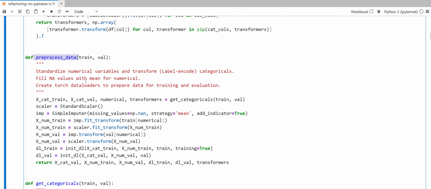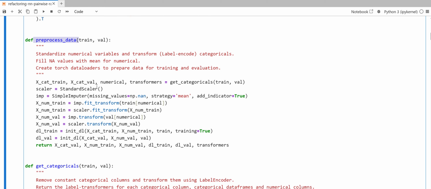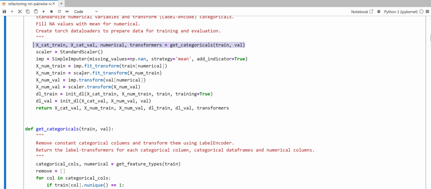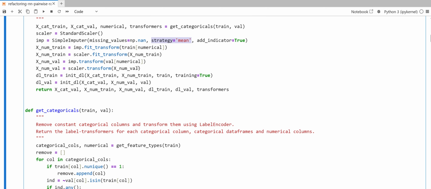preprocessData. This is the main data prep function, and it's doing a bunch of important stuff. It splits the data into categorical and numerical features. It uses StandardScaler on the numerical features. That means scaling them so they have a mean of 0 and a standard deviation of 1. This helps the network train way more effectively. It uses SimpleImputer to fill in any missing numerical values, using the mean strategy, replacing those missing spots with the average.